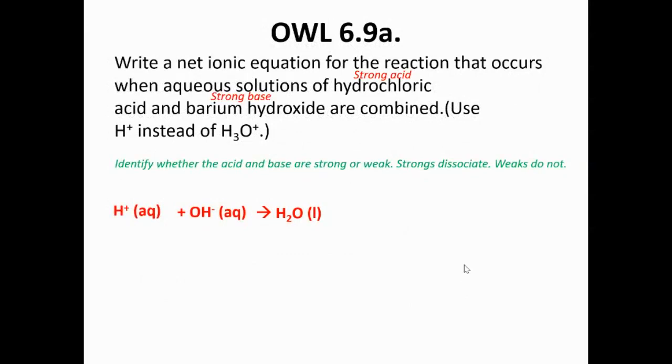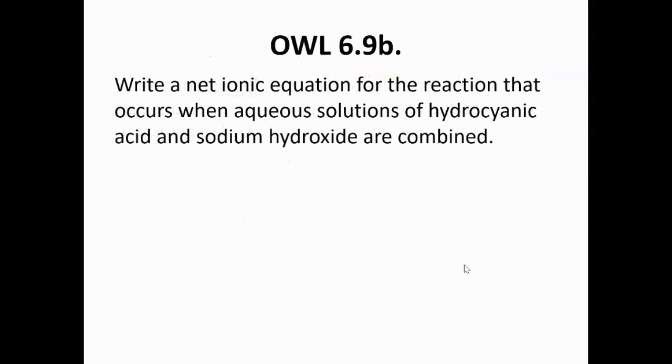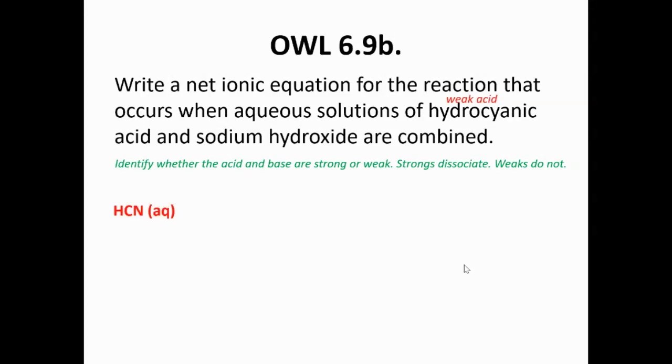That is always going to be the case when you have a strong acid and a strong base reacting together. It's just going to be H+ plus OH- yields H2O. What if we had a weak acid reacting with a strong base? Hydrocyanic acid is not a strong acid, therefore it's weak. A weak acid will remain molecular. However, the strong base will only have its hydroxide reacting, and when these two combine, you get H2O and CN-. There's your net ionic equation of a weak acid reacting with a strong base.